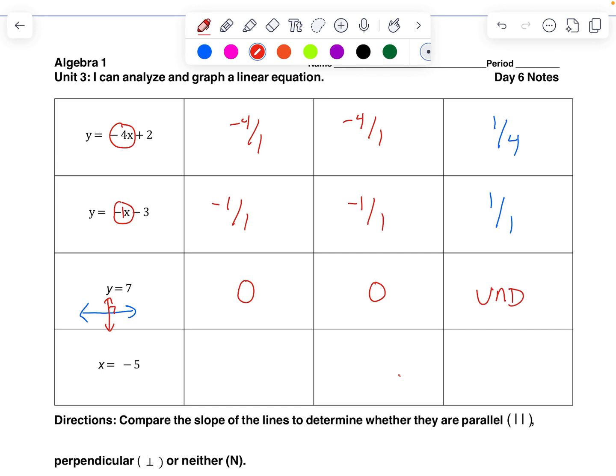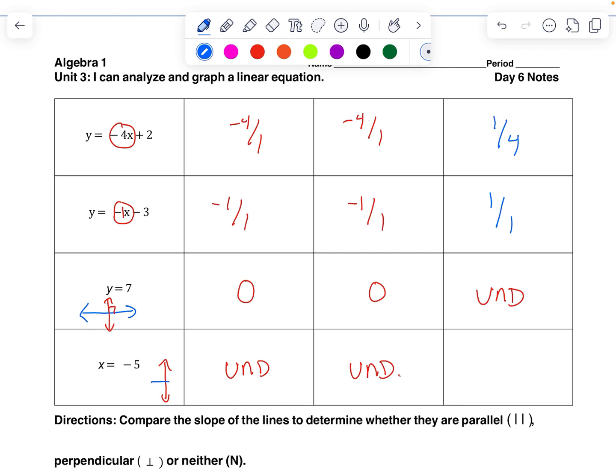Okay, and the last one, since it starts with an x, our slope is undefined. What would be a parallel slope to an undefined slope? Parallel, exact same, has to be undefined. Again, here is a parallel line. Sorry, not a parallel line. That is a vertical line, which is an undefined slope.